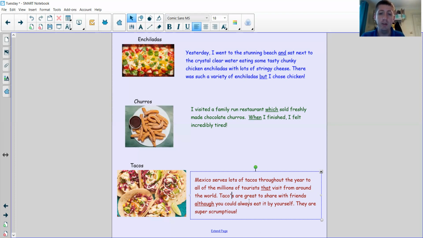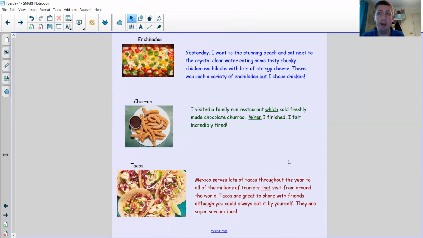And tacos are great. There's no belonging and there's no missing letter. It's not taco is are great. So that apostrophe needs to go. Well done if you spotted that beforehand.